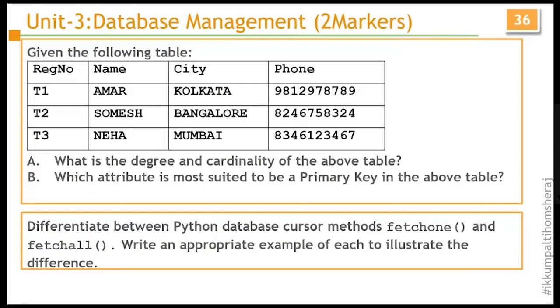Then: differentiate between the Python database cursor methods fetchone and fetchall. Write an appropriate example of each to illustrate the difference. Now here I would like to emphasize that a connectivity question as such will not come in the theory exam. However, fetchone and fetchall from the same domain might appear as a question in the exam.